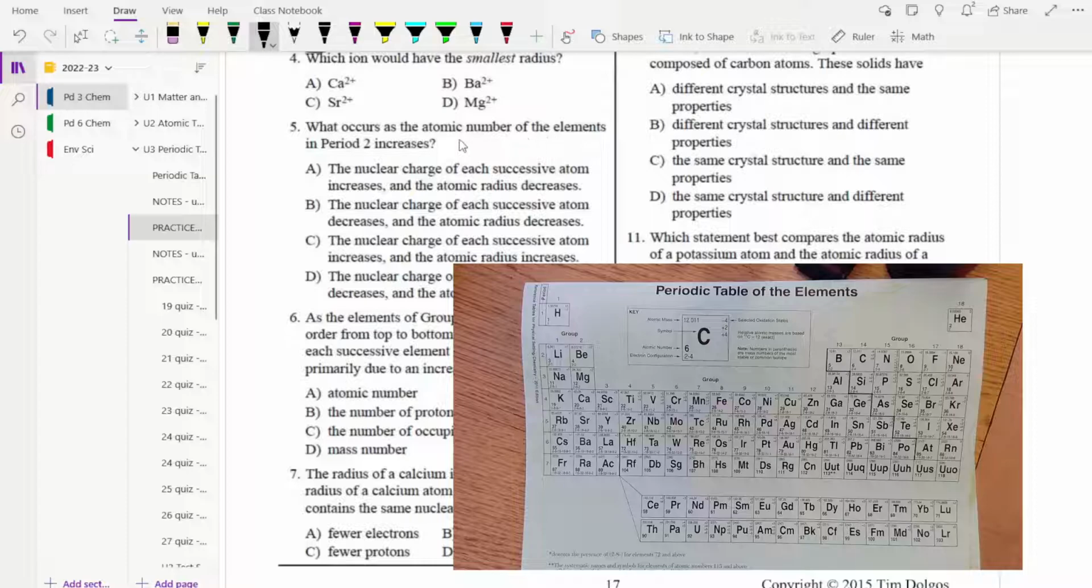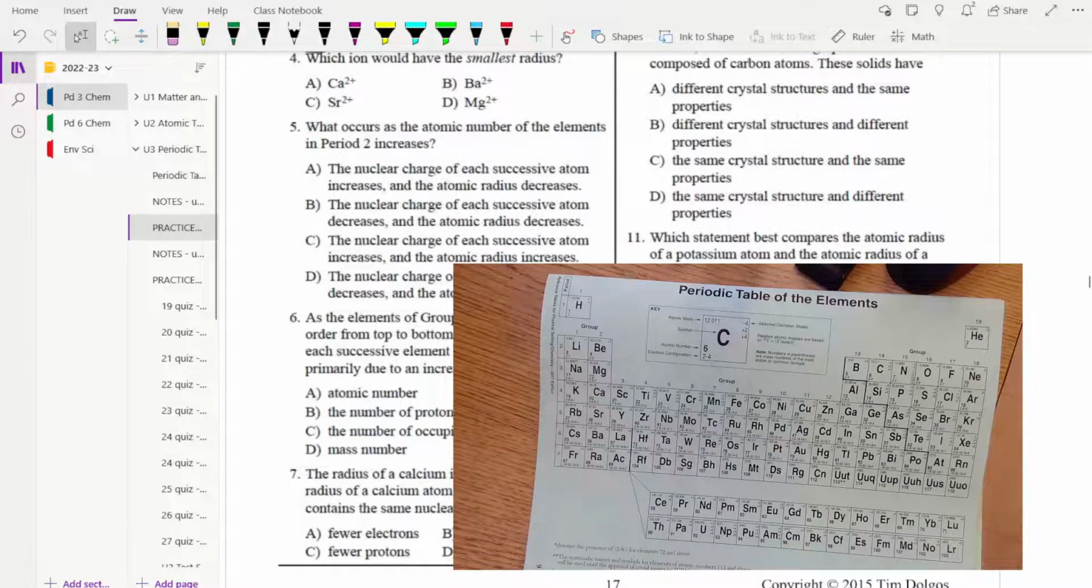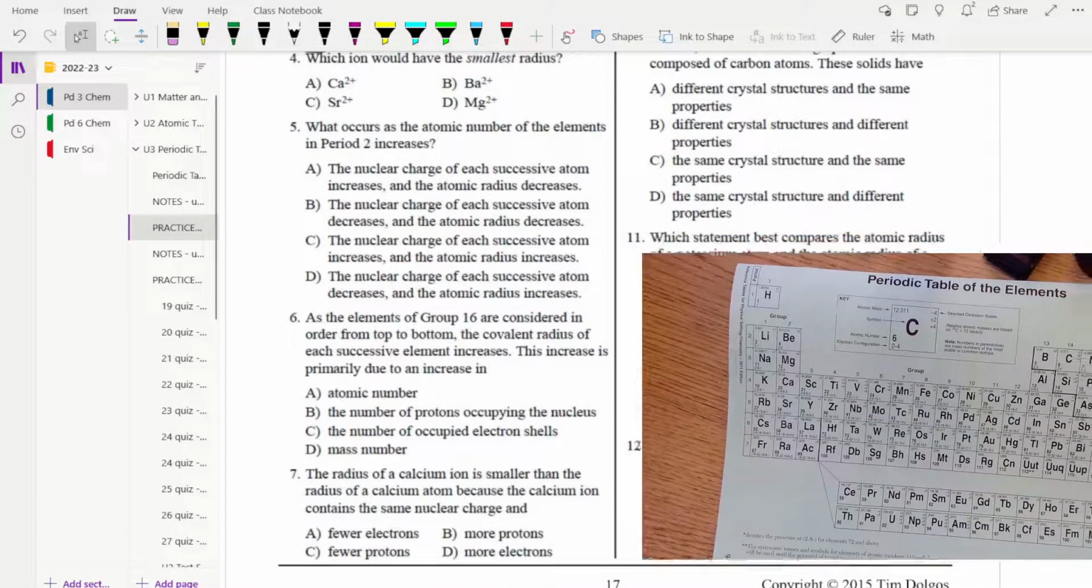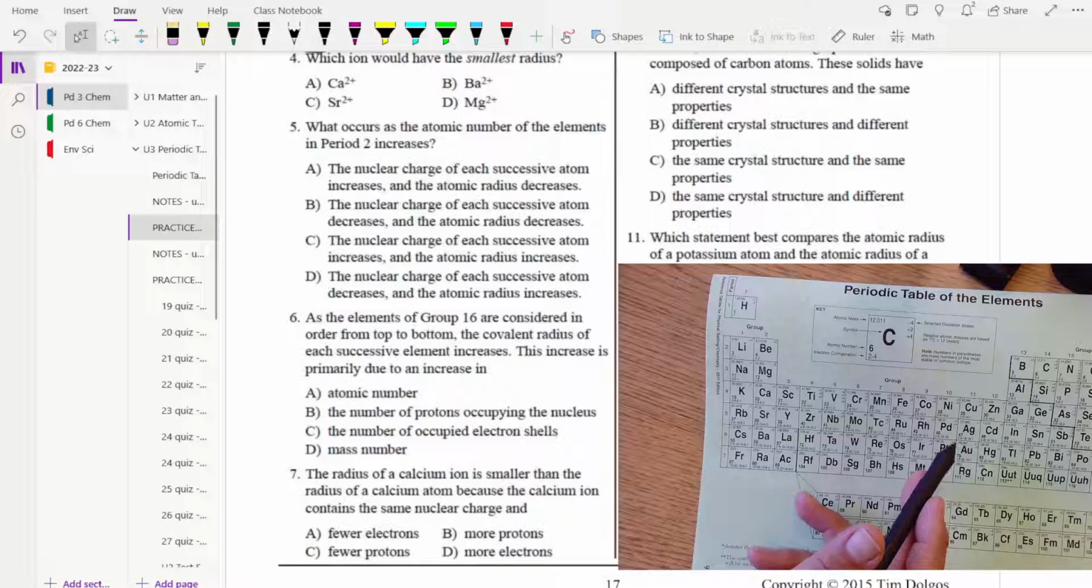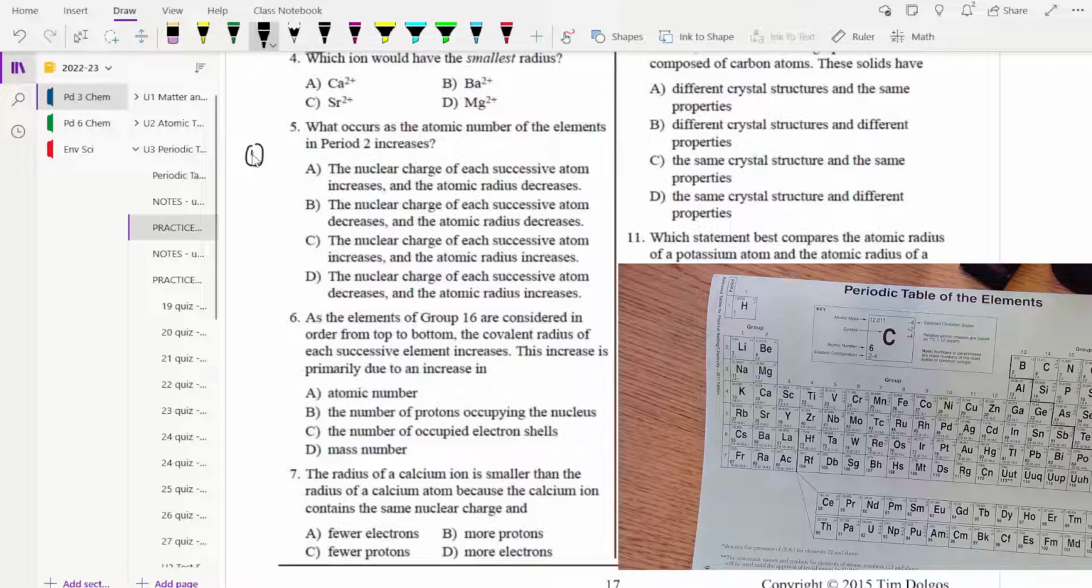What occurs if the atomic number of the elements in period 2 increases? I did want to use the periodic table for this one, because as you move across the periodic table, you will notice that the nuclear charge of each successive atom increases. That's true because you're adding one more proton to the nucleus. And the atomic radius decreases. With an additional proton and the same shell, the protons pull the shell closer and closer to the nucleus. That's why the radius decreases.